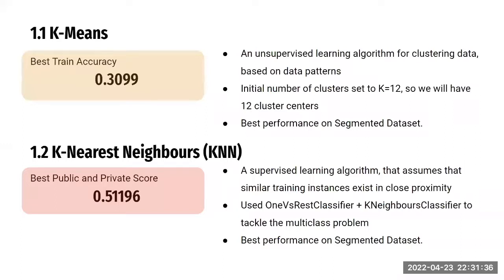On the other hand, KNN is a supervised learning algorithm which assumes that similar training instances exist in close proximity. To tackle the multi-class problem, we use a one versus rest classifier on the k-neighbors classifier. This helps us to split the multi-class classification problem into one binary classification problem per class. The best performance was observed on the segmented dataset again with a public score of 51.19%.